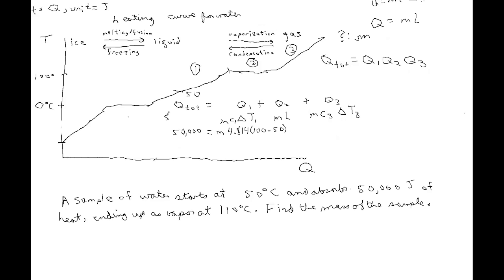Then you can plug in 50,000 for the total Q, and on the right-hand side, you can plug in each of these individual terms. So the mistake that you were making was that you were trying to set each term separately equal to 50,000. You knew that this was the total heat, but you weren't really using that to solve the problem. Okay, so now that gives us this equation here.